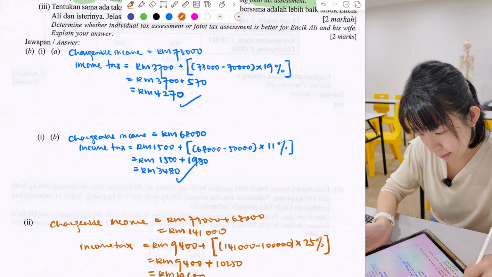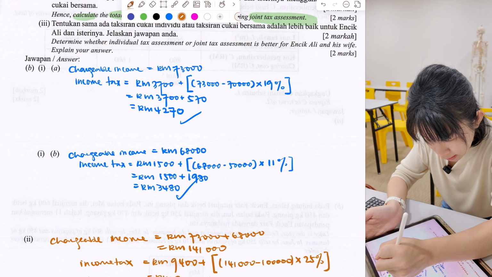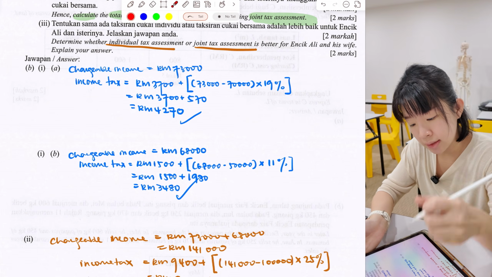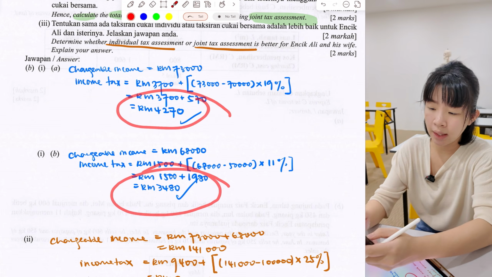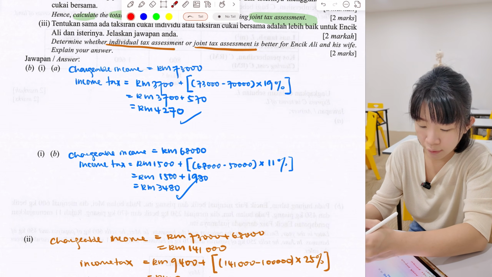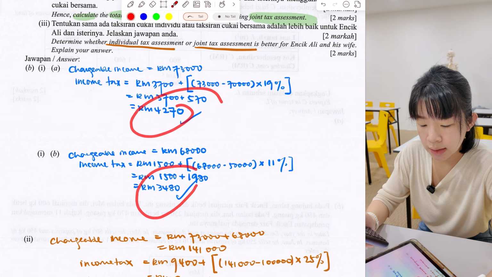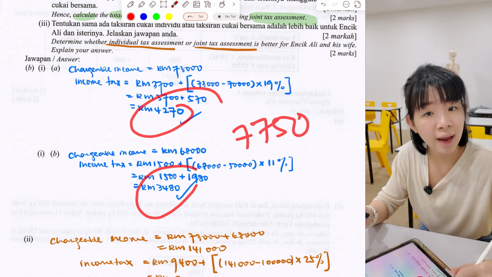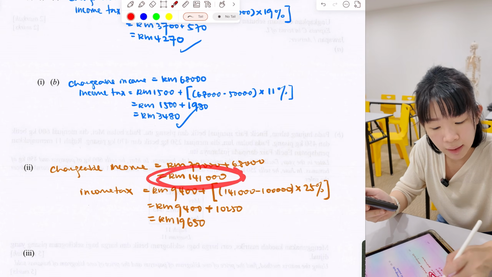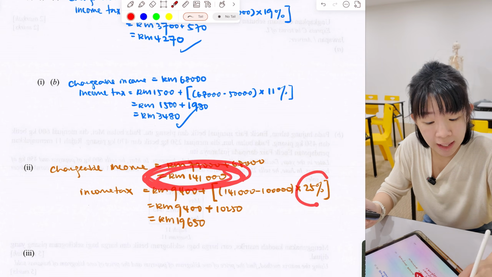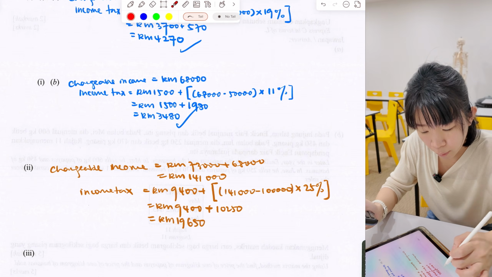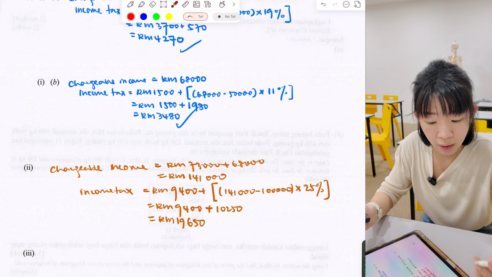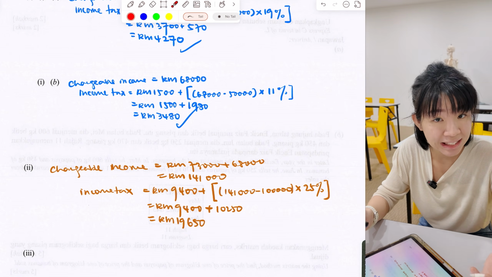Okay, then part 3. Determine whether individual tax assessment or joint tax assessment is better for both of them. Now you see, if we use separate tax assessment and total up 4,270 plus 3,480, the total is only 7,750. But if you use joint tax assessment, because you add the income together, the income becomes higher, so the percentage will be higher. So both of them together have to pay 19,650. So which one is better? Of course separate is better, because separate pays lesser, correct?